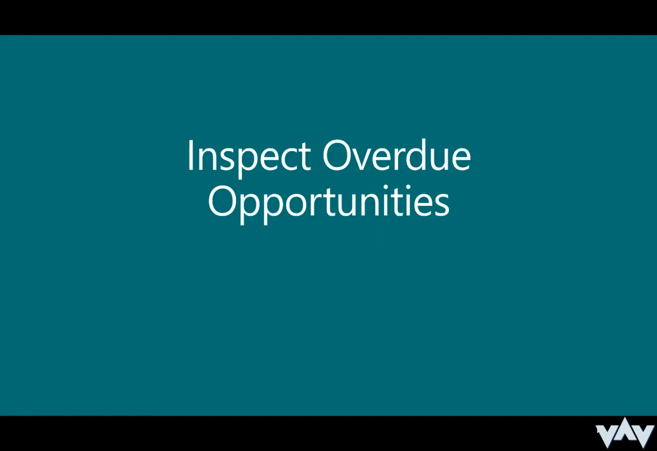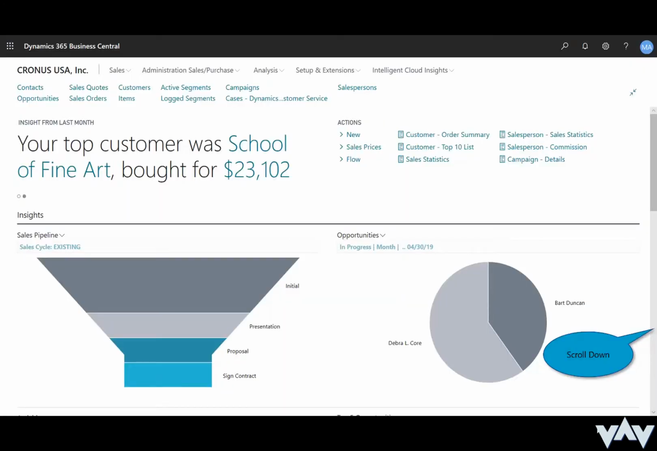Let's begin. So inspecting the overdue opportunities, you'll see here you have a role-based homepage. So you do have some customer management, relationship management, or CRM capabilities within Business Central. And so here you can see I'm logged in as a sales manager and I get a wealth of information that's relevant to me, right? A lot of the details are delivered here right within that homepage.